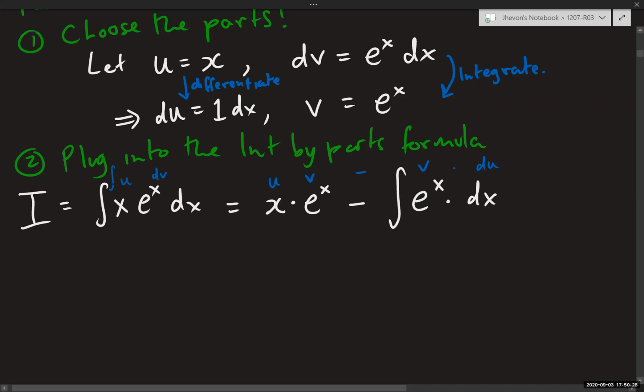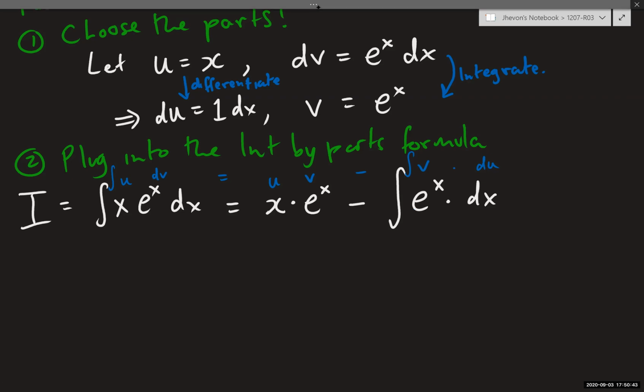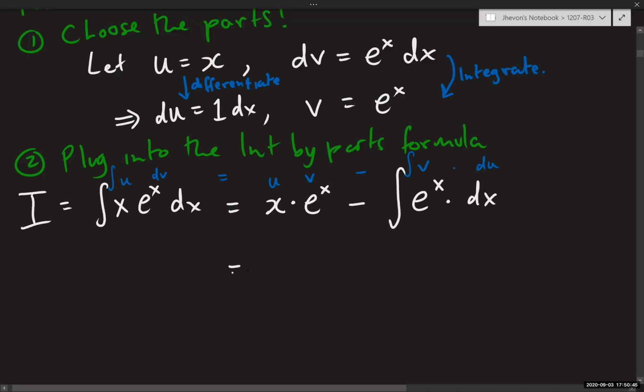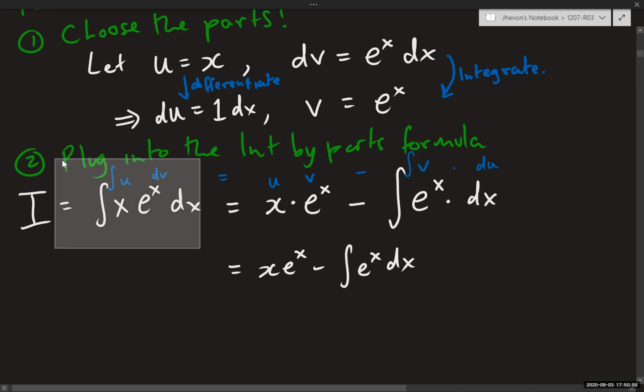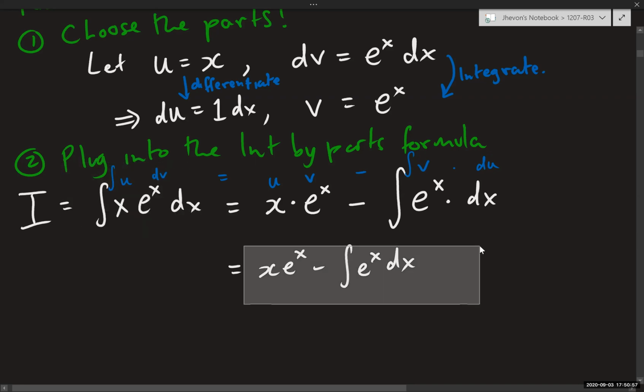So the formula says the integral of u dv is equal to u times v minus the integral of v du. So once I've chosen my parts, I compute the du and the v. I now just go and plug into the formula. So let me rewrite this here, just clean this up a little bit. Basically what I get is x e to the x minus the integral of e to the x dx. And so my original integral, I can compute by computing this expression.